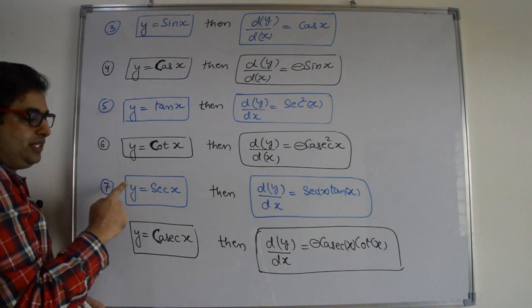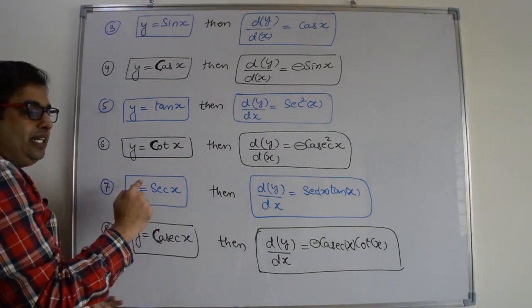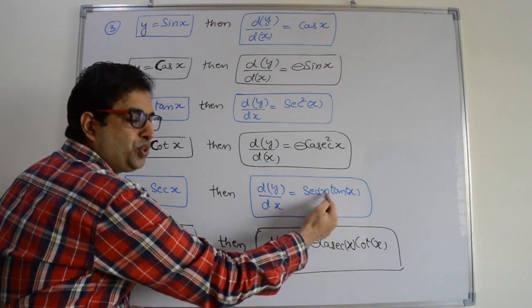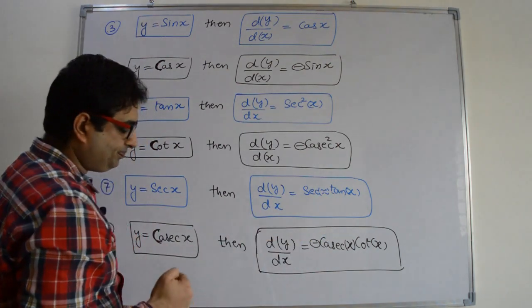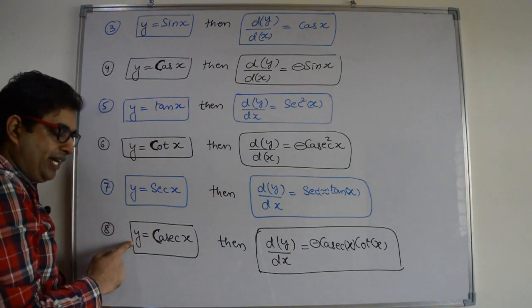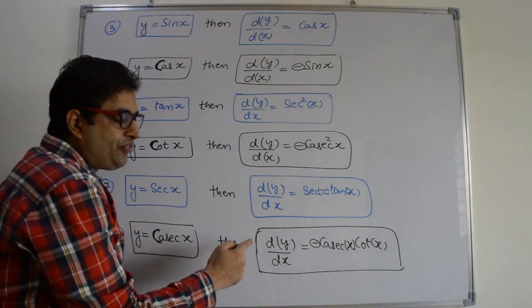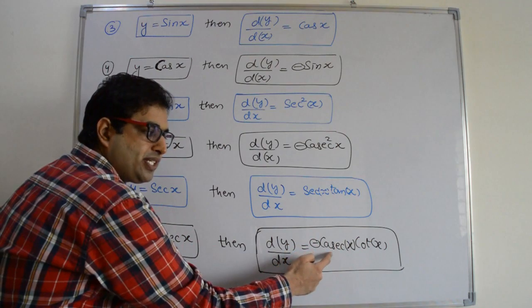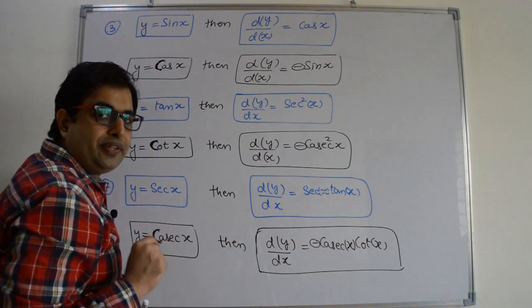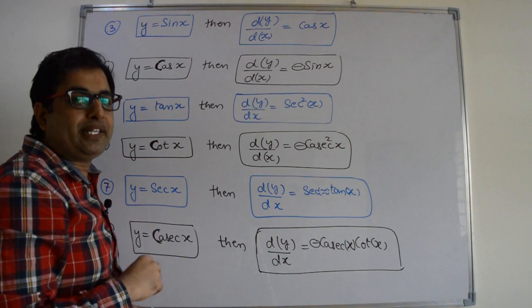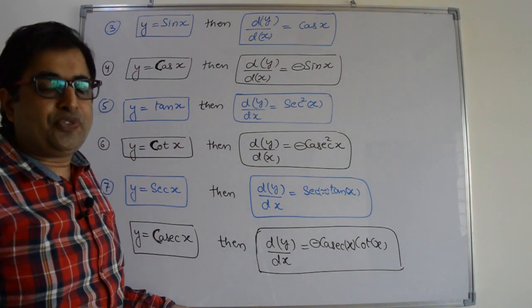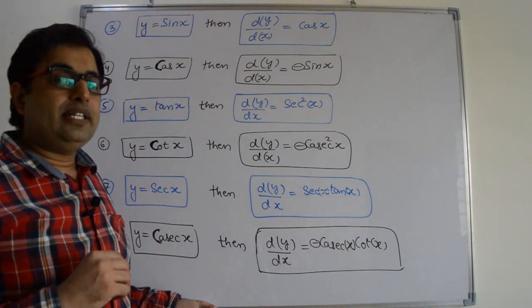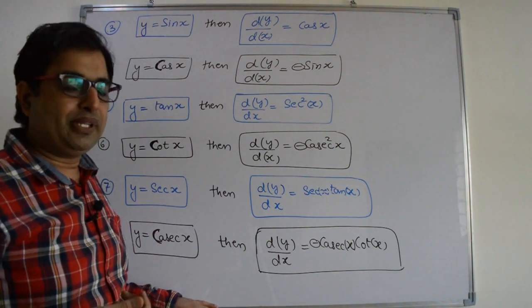Seventh formula, y equal to sec x. Differentiation of sec x is sec x tan x, multiplication of two trigonometric ratios. Eighth formula, y equal to cosec x. Differentiation is again in two multiplication factors, minus cosec x into cot x. Right? We have a specific pattern in these formulas and we have to remember that pattern. There is no logic behind it, but these points are only to remember.